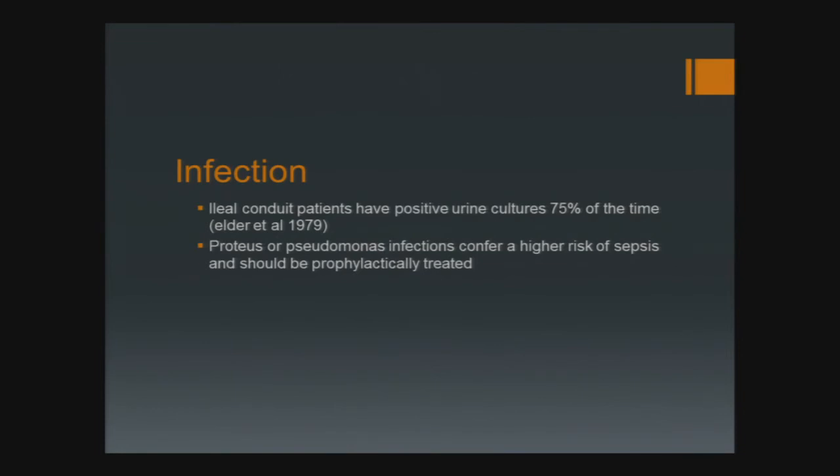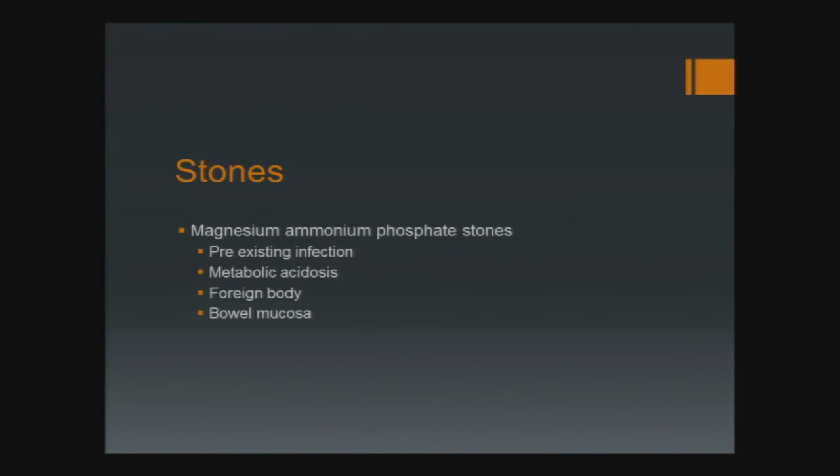Another thing to remember when seeing these patients is that because there's an ileal segment, their urine is going to have positive urine cultures most of the time, about 75% of the time. And usually that's not a big deal unless they're symptomatic. You wouldn't treat it unless they're symptomatic. There are 2 species, however, that get treated regardless of whether or not they're symptomatic, and that's Proteus and Pseudomonas species, simply because they have a higher risk of sepsis and so end up getting appropriate prophylaxis.